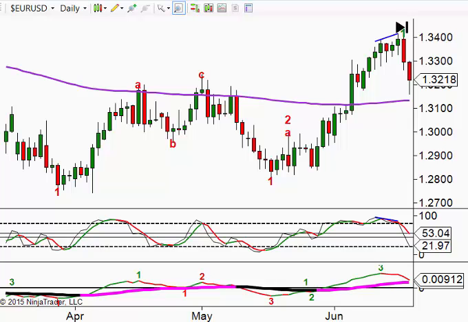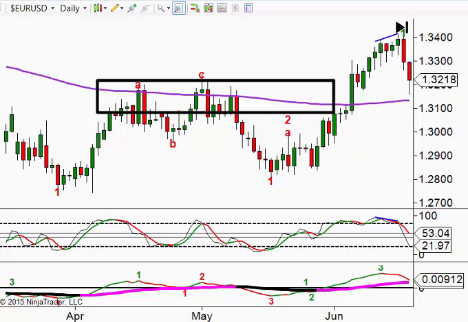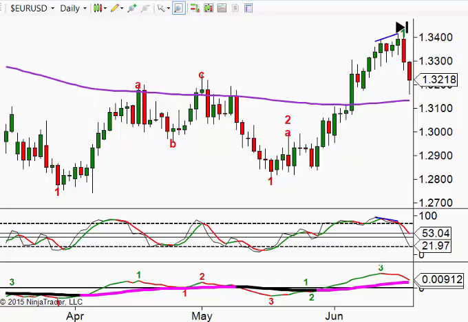So using cycles, using wave counts on price, cycles for timing, and momentum, putting all that together with the 200 simple moving average, which is the purple line up here, that's what helps us to become more accurate. So the 200 SMA only provides two things, really. Number one is long-term direction of the market with regard to trend, and number two, it also can provide support resistance levels. So as you see here, it provides resistance, and here it does not.